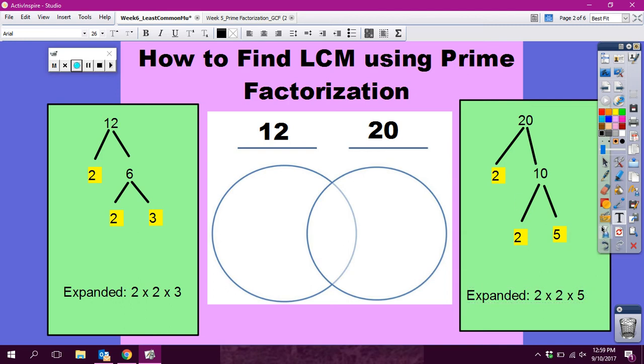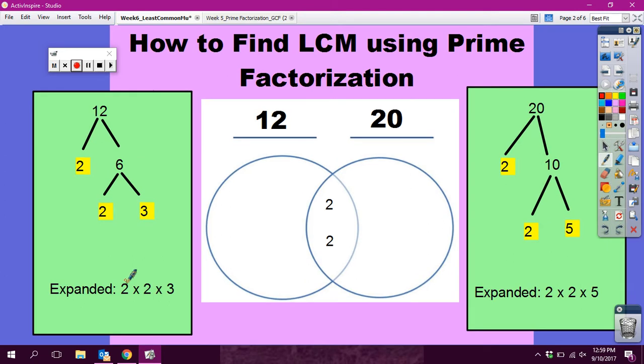Okay, so just like we did with GCF, we want to find what the two numbers have in common. So looking at their expanded forms, I can see that they both have a set of 2s. So they both have 2 2s. Okay, so I'm going to mark out the 2's.